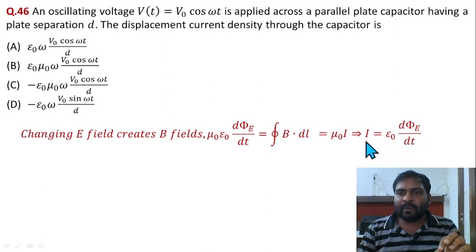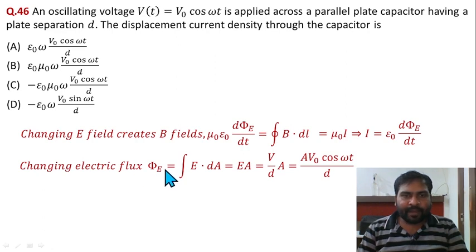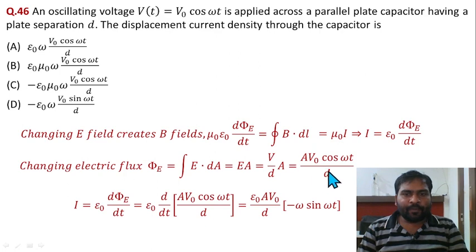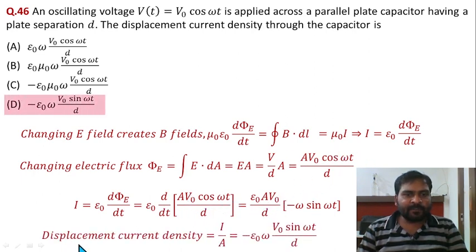From here, I equals epsilon naught d phi E by dt, and electric flux phi E is equal to E multiplied by A. The value of electric field is also equal to V by d, potential divided by distance. By putting all these values, I equals epsilon naught d phi E by dt. Take the derivative of this phi E value. Phi E is given here, and displacement current density I divided by A equals minus epsilon naught omega V naught sin omega t by d. Option D is correct. There is another method.